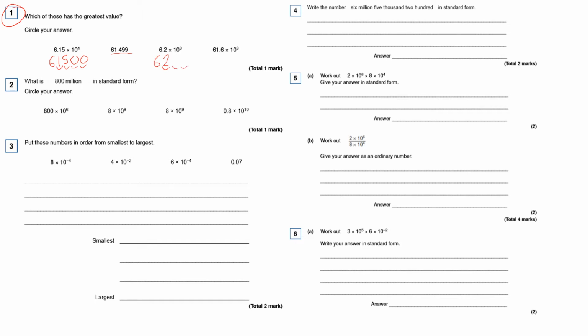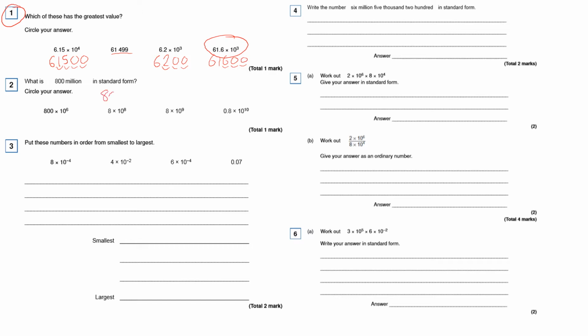Do the same thing. Once, twice, 3 times, 6,200. Same thing, and remember the decimal place starts between the 1 and the 6 now. Once, twice, 3 times, 61,600. This is our biggest number.